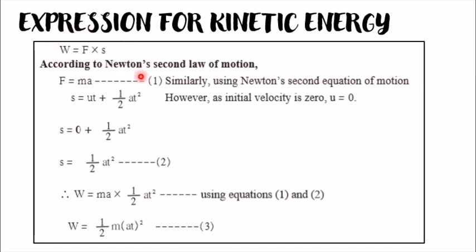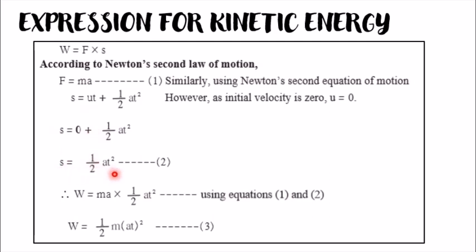Then according to Newton's law, we have studied that force, here we can put the value as ma, that is mass into acceleration. We have learned in the last chapter that force is equal to mass into acceleration. And according to the second law of motion, S, that is displacement, is equal to ut plus half at square. U, that is initial velocity, is always 0. So S is equal to 0 plus half at square. As 0 doesn't have any value, we will take S is equal to half at square.